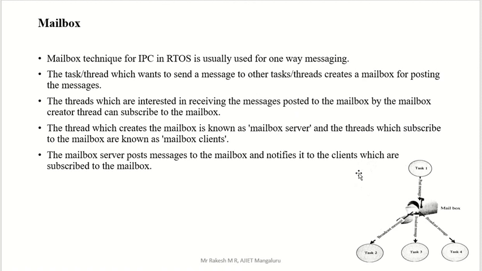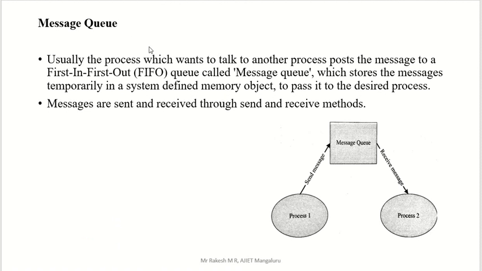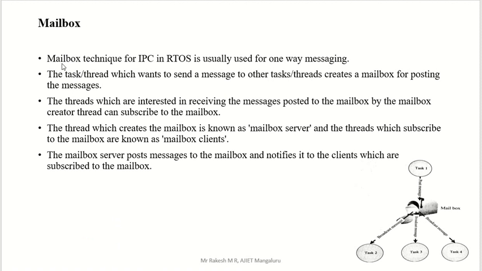Second method. Here we see three methods: message queue, mailbox, and signaling. These are the three methods of message passing. One is the message queue and the second one is the mailbox. Mailbox is the second method for message passing.